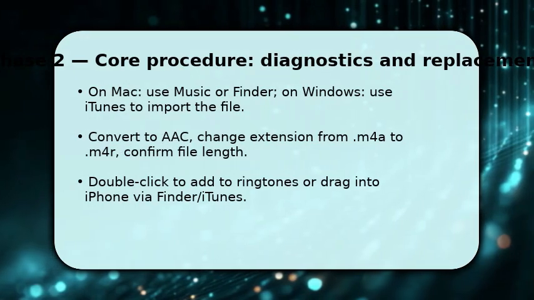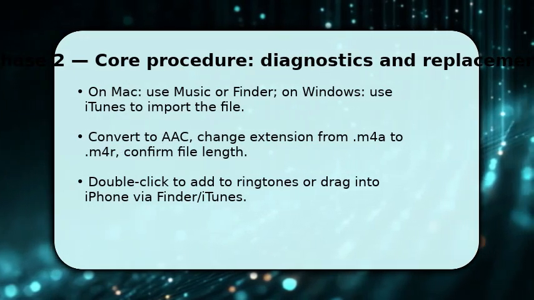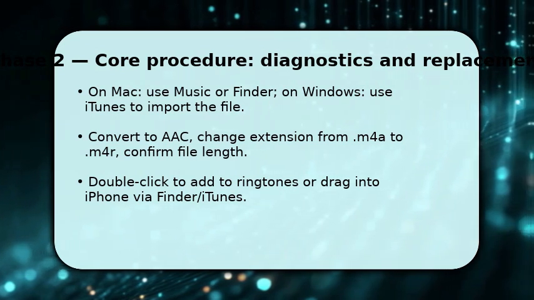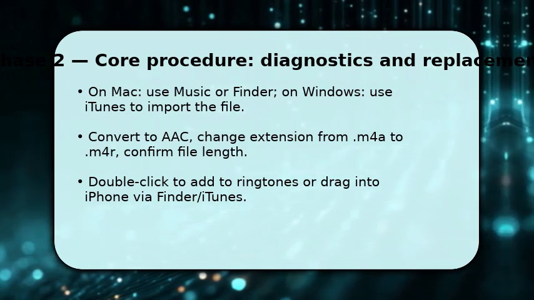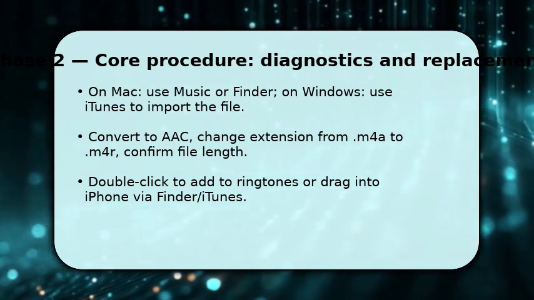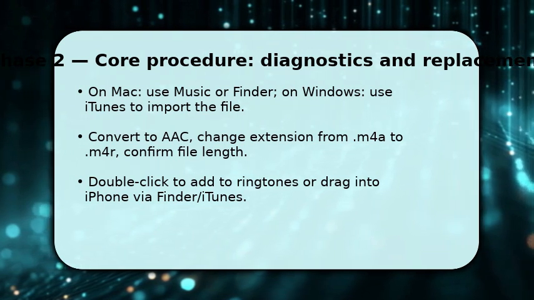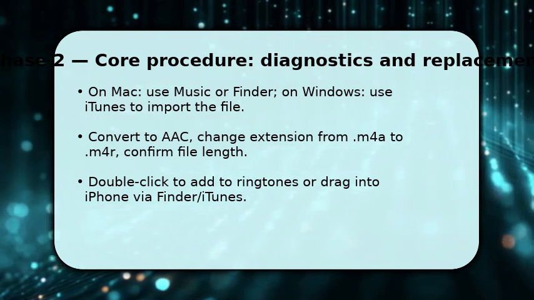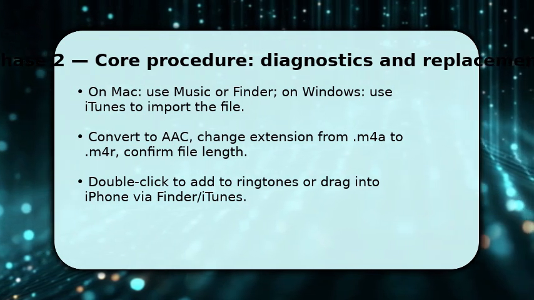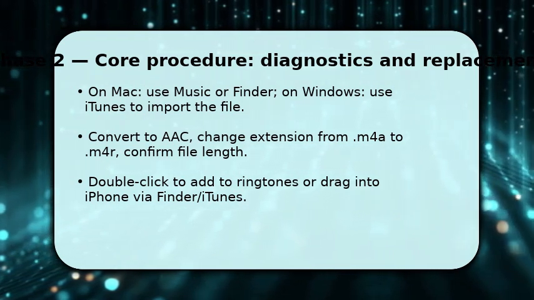Next, convert the exported audio into an iPhone ringtone file. On a Mac, use Music or Finder to import and convert the clip to AAC. On Windows, use iTunes. Make sure the converted file is the right length, then rename the extension from M4A to M4R so the system recognizes it as a ringtone.